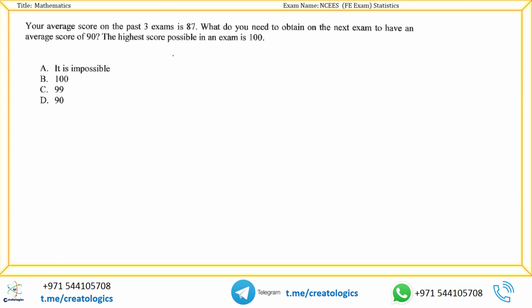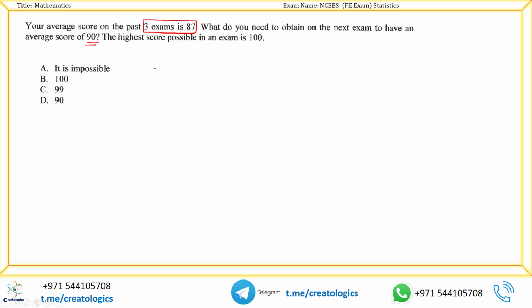Okay, so here also the average score on the 3 past exams is 87, which means the mean is already given this time. Now what do you need to obtain in the fourth exam so that you can have an average score of 90? The highest score possible in the exam is 100 this time. Okay, so in this question, what is given to us? For the three terms, mean is given. And this is what you need in the fourth exam to have an average of 90, exactly a 90 score we need.